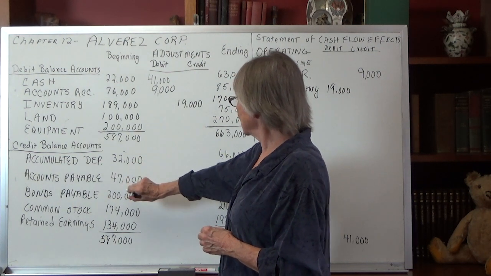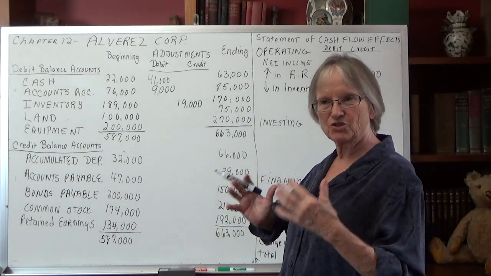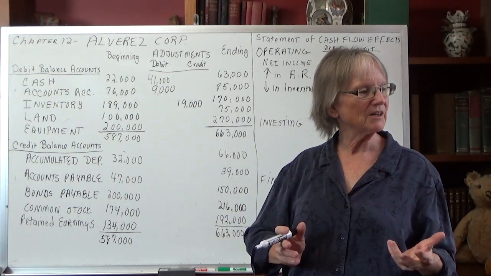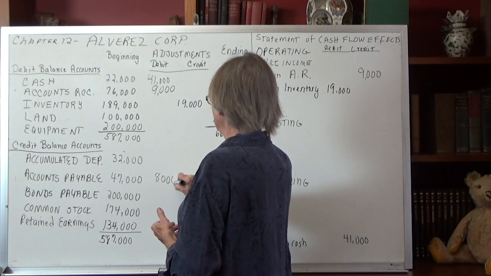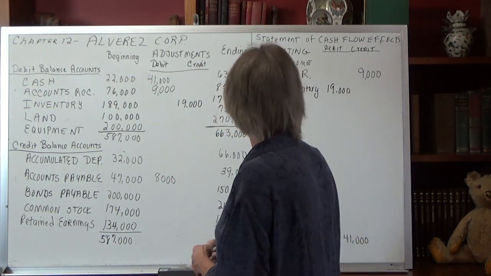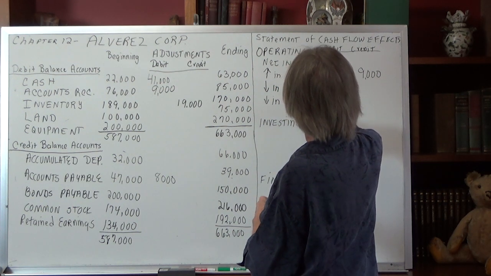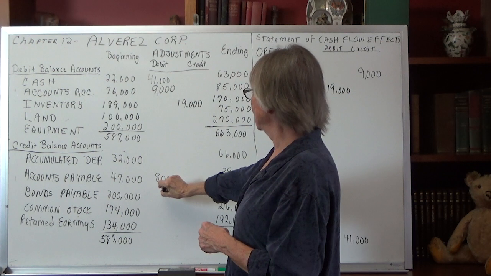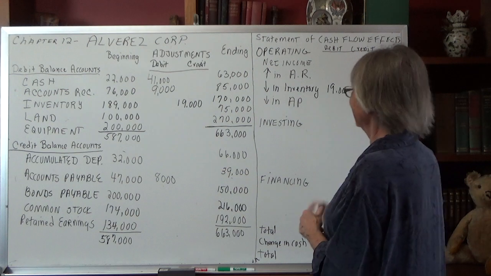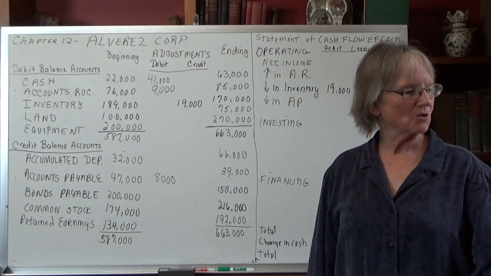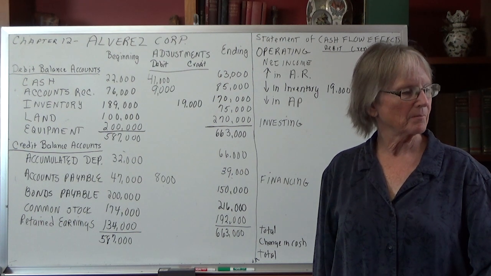Accounts payable went from 47 down to 39. Because it's a credit balance account, to show a decrease, that would be a debit entry of 8,000. Okay, so 47 minus 8 would give you the 39. And so we had a decrease in accounts payable. This was a debit here, so it's going to be a credit over here. All right, so far so good. Okay, so we did the current assets and the current liabilities.